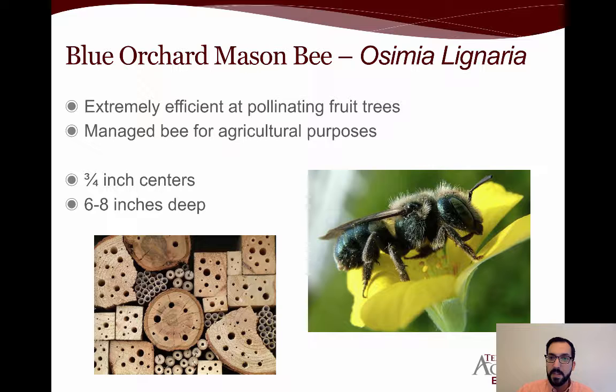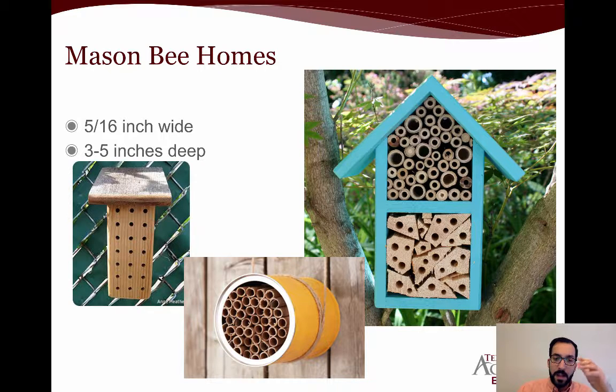So similar to honeybees, there are some bumblebees that are actually domesticated or managed as well. And you'll see here in the bottom left that someone has drilled several holes of different diameters because, depending on the bumblebee species, they like different size holes for nesting. So here, this type of bee likes 3/4 inch centers for their holes, 6 to 8 inches deep. And so some people actually go so far as to make mason bee homes.